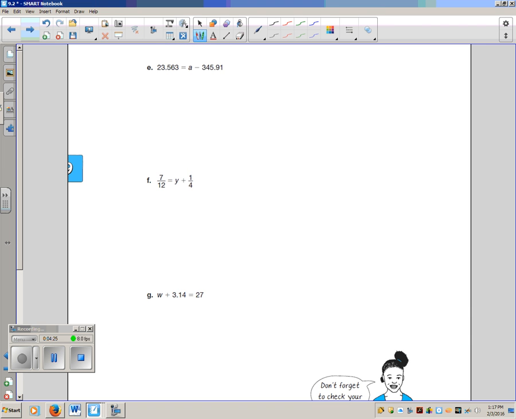Next page. Now we're going to do it with some decimals. 23 and 563 thousandths equals a minus 345 and 91/100ths. I want to get the a by itself. There's a minus sign here, so I'm going to write plus 345.91 on both sides. These are opposites, they cross out. I'm going to show my work over here.